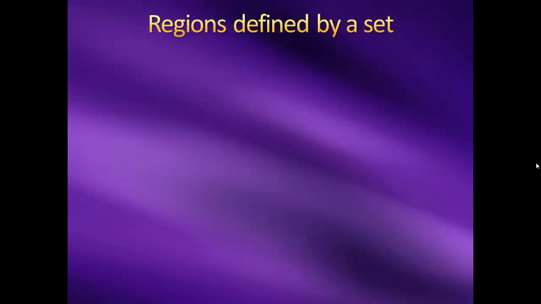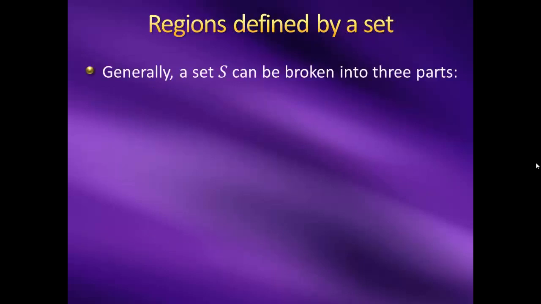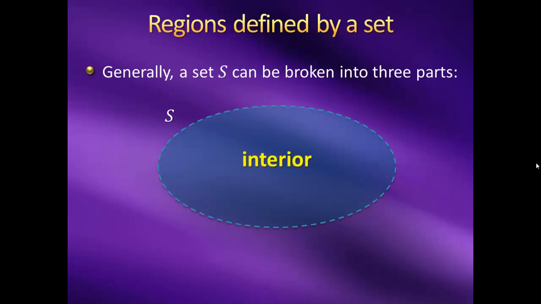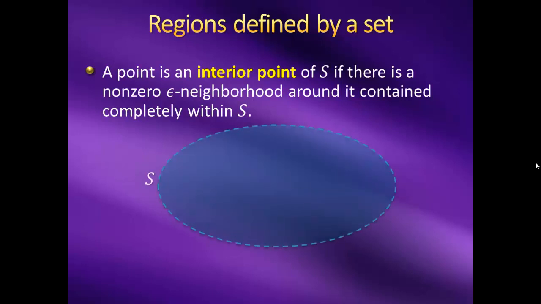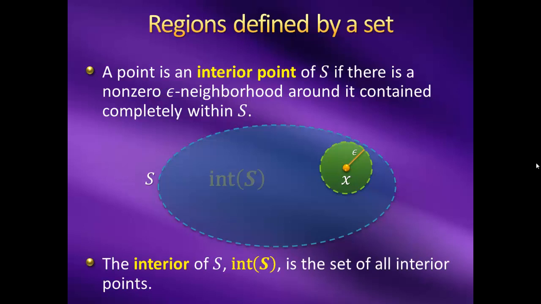So now that we've seen what open and closed sets are, let's talk a little bit more about the contents of these sets. Generally, a set S can be broken into three parts: its interior, its exterior, and its boundary. Let's see what these are. A point is an interior point of S if we can find a non-zero epsilon neighborhood around it that's contained completely inside the set. Then the interior of the set, which we would write as int of S, is just the set of all such interior points.